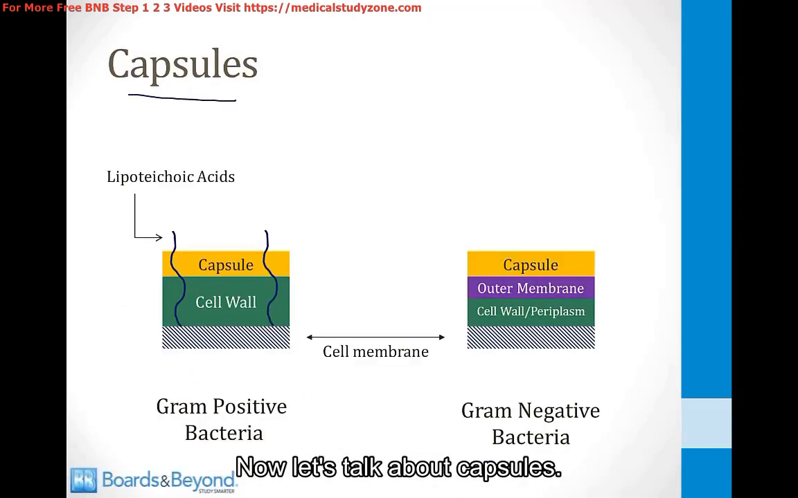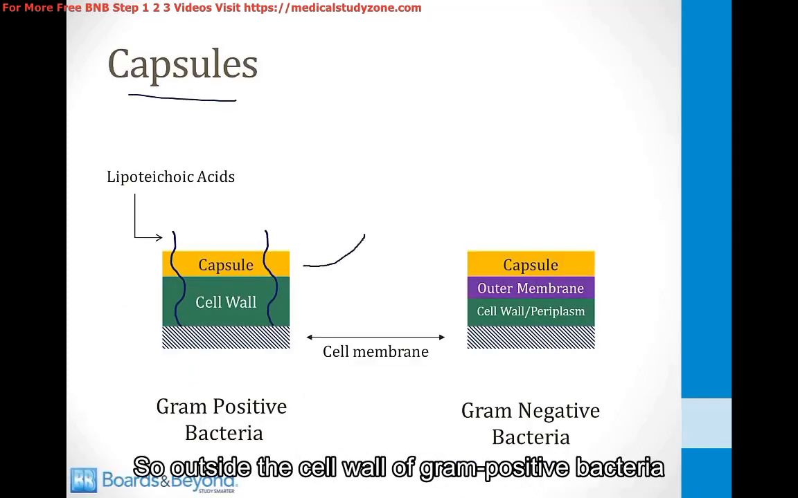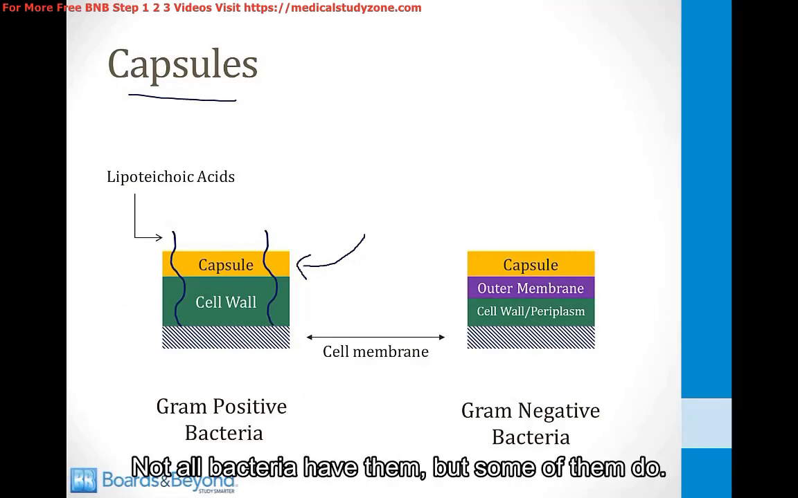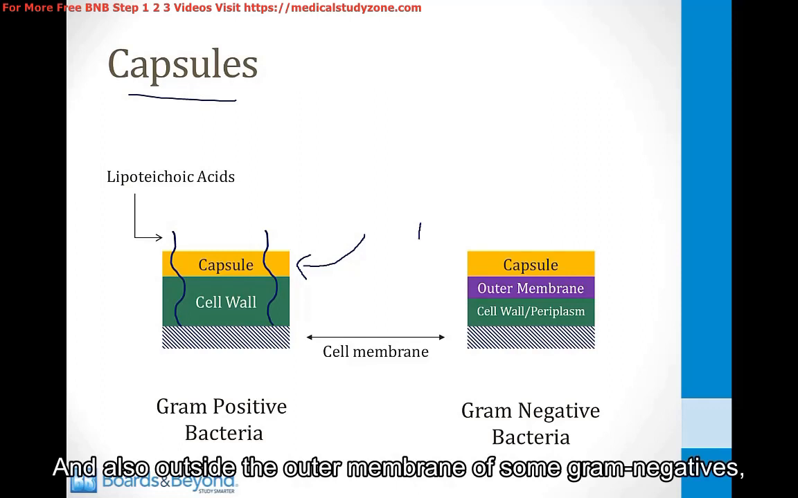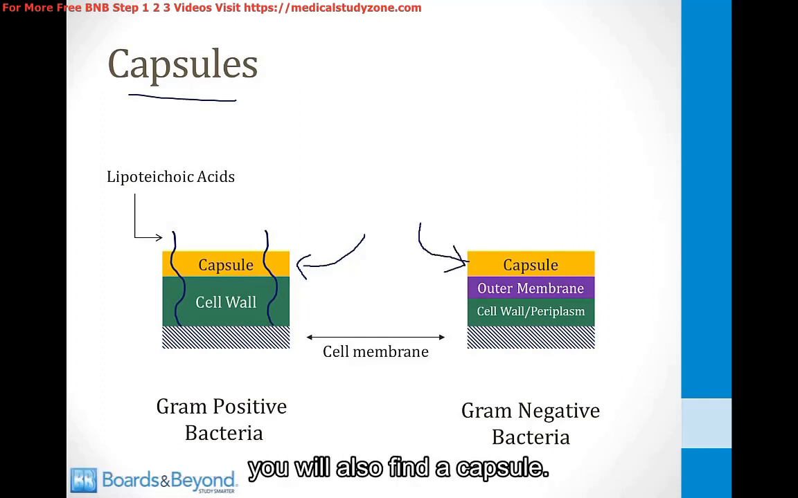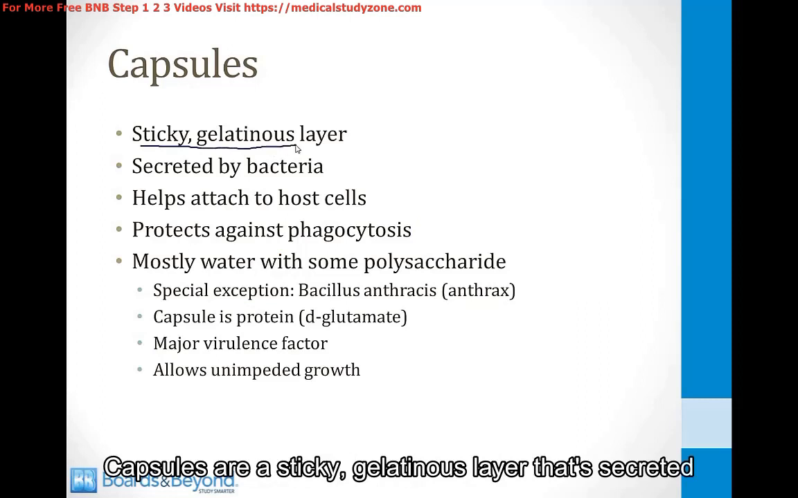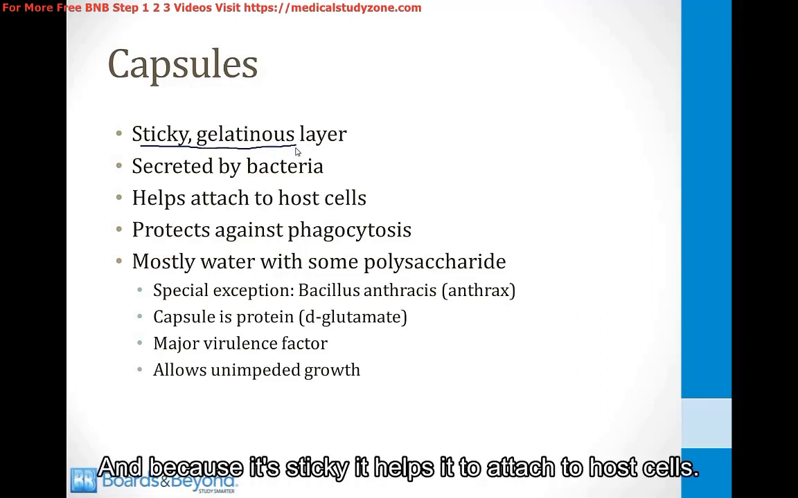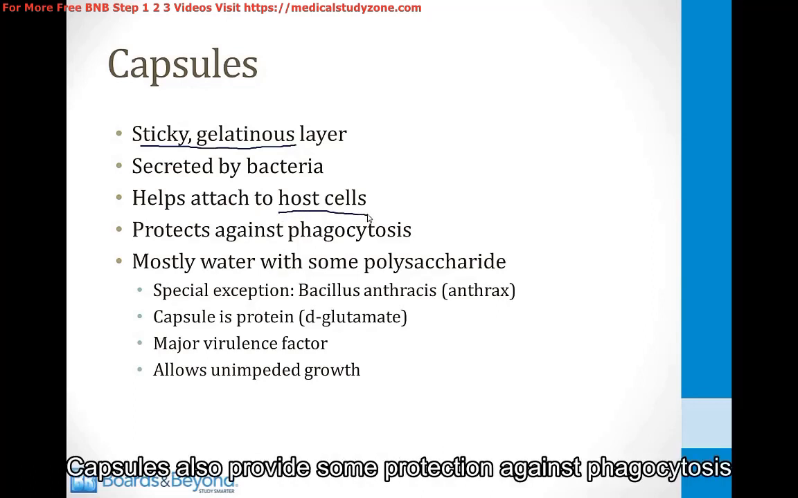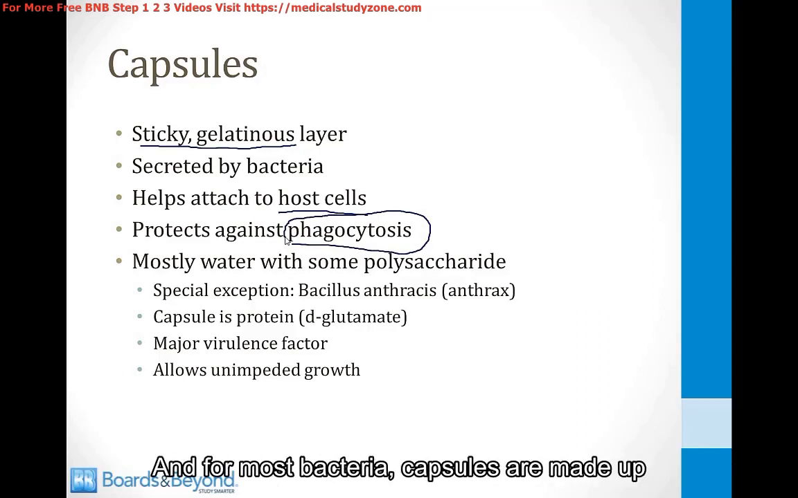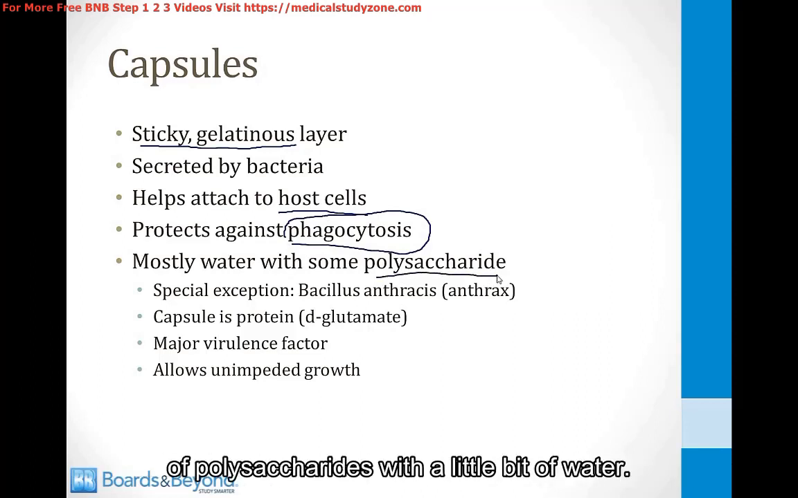Now let's talk about capsules. So outside the cell wall of gram-positive bacteria, you sometimes find a capsule. Not all bacteria have them, but some of them do. And also outside the outer membrane of some gram-negatives, you will also find a capsule. Capsules are a sticky, gelatinous layer that's secreted by the bacteria, and because it's sticky, it helps it to attach to host cells. Capsules also provide some protection against phagocytosis so that the immune system can't kill the bacteria. And for most bacteria, capsules are made up of polysaccharides with a little bit of water.